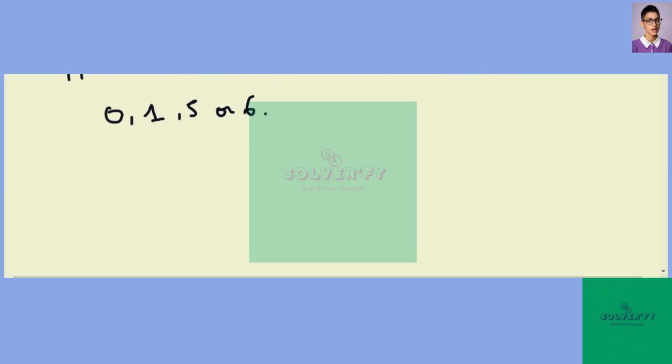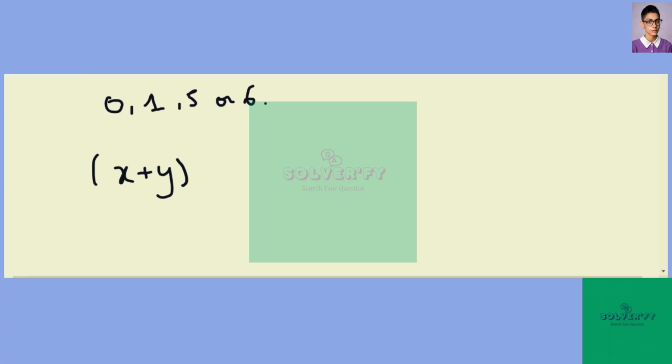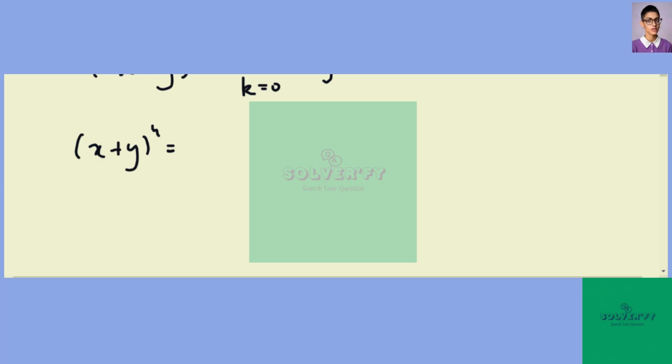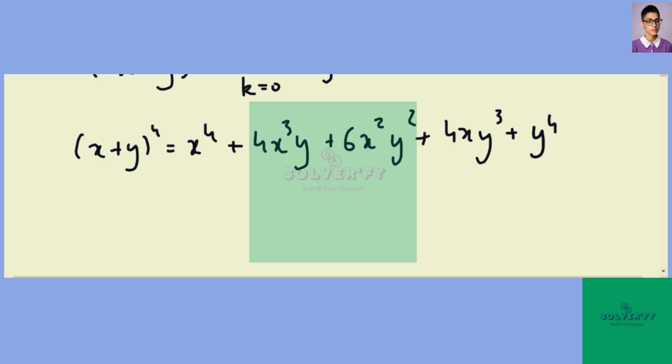Okay, so to approach this, I will start by reminding the binomial theorem, which states that (x plus y) to the power of n is equal to the sum, where k goes from 0 to n, of x to the power of k times y to the power of n minus k. All right, and in our case, we have (x plus y) to the power of 4. I mean, it's not necessary to write it down, but it clears the mind. It is equal to x to the power of 4 plus 4x cubed y plus 6x squared y squared plus 4x y cubed plus y to the power of 4.